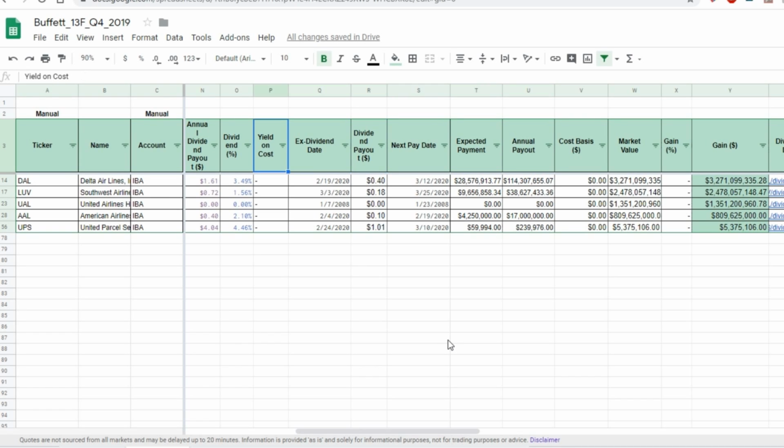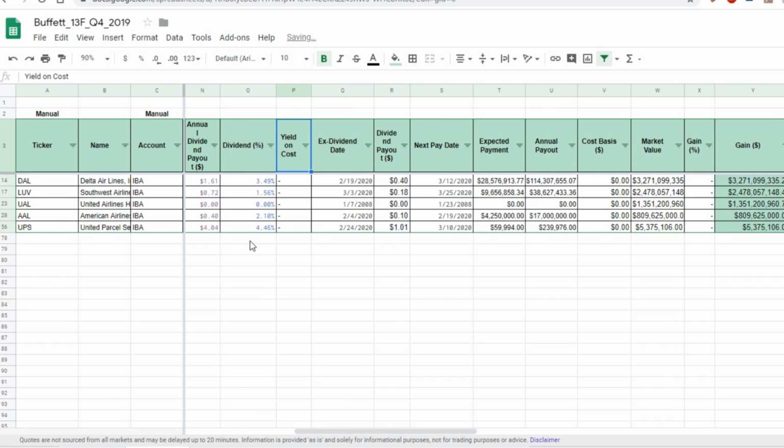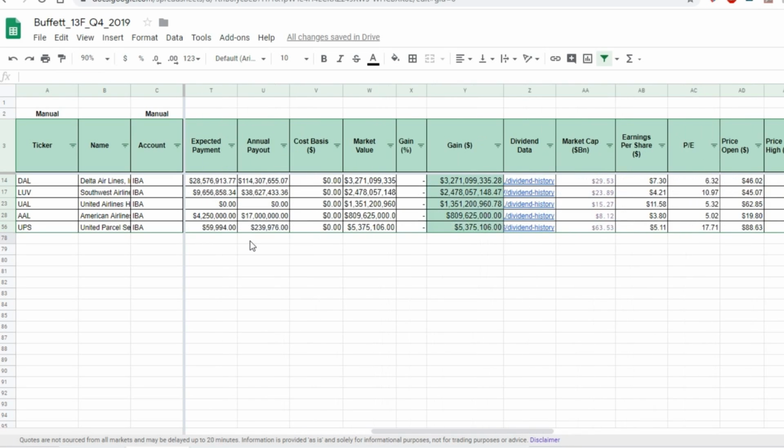I mean, some of these pay a pretty decent dividend. Some of these pay 3%, 3.5%. And yeah, it's pretty wild to see. You also have a very small position here in UPS, which should not necessarily be forgotten.